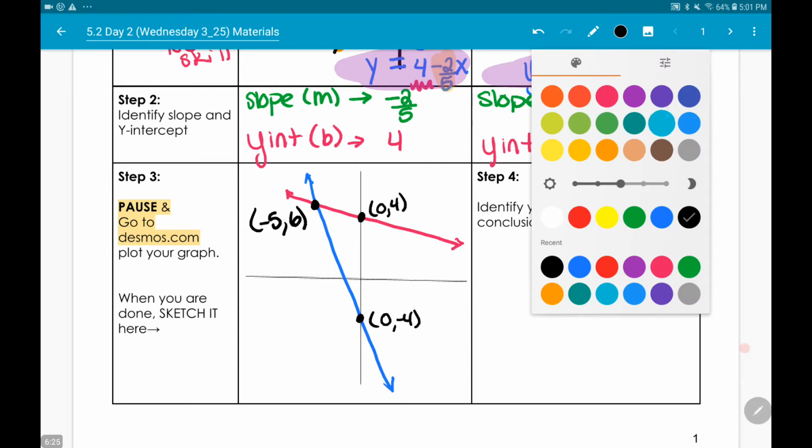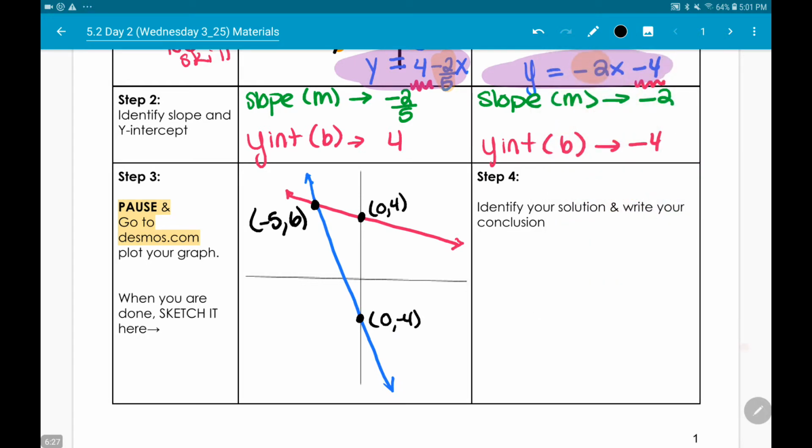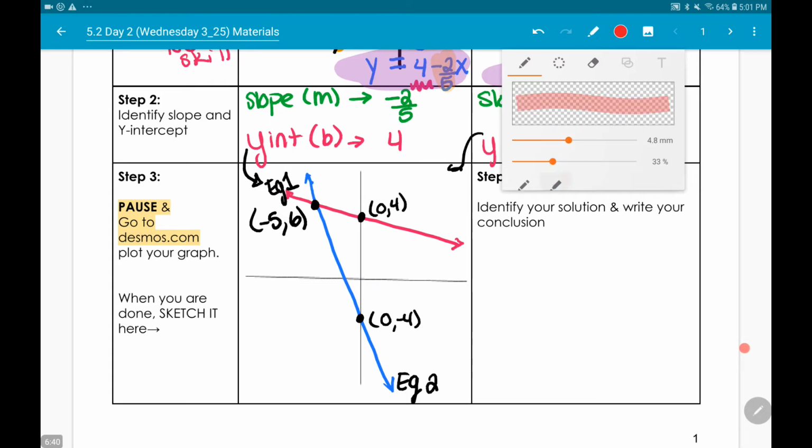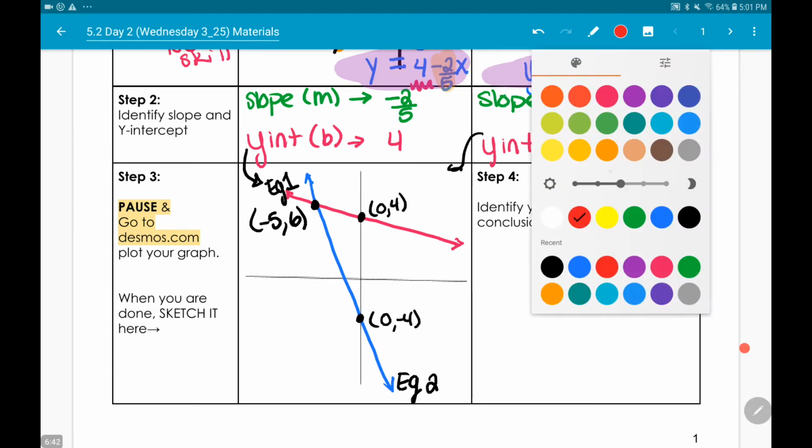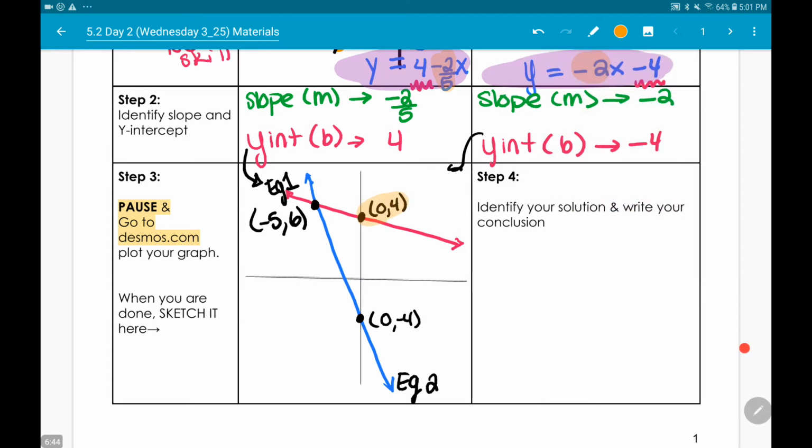All right, I also need to label my equations. So this red line was equation 1, and equation 2 was the blue line. And I can always double check that if we remember from our y-intercepts. So my y-intercept's +4, that's good. And my y-intercept is -4, that's good.